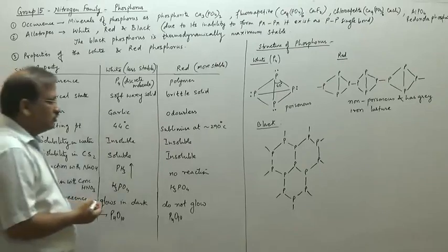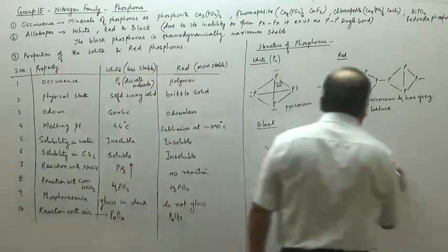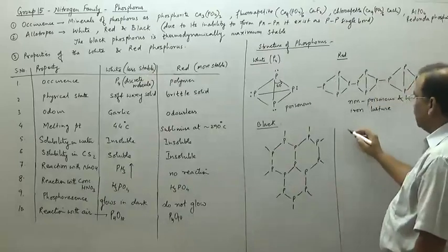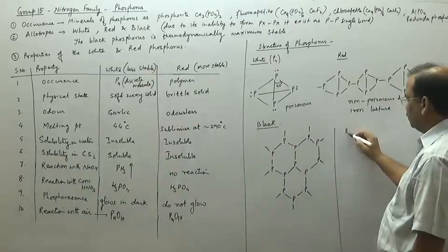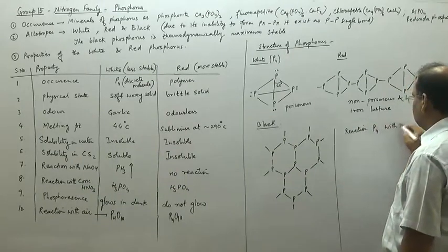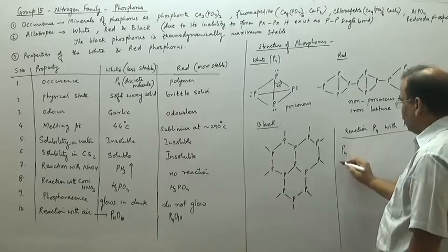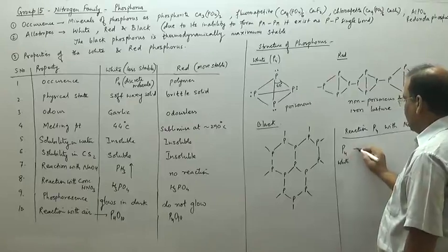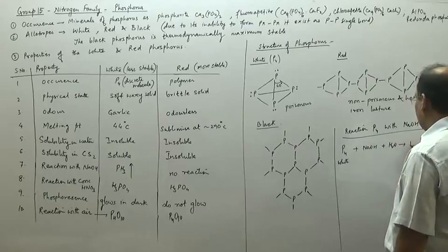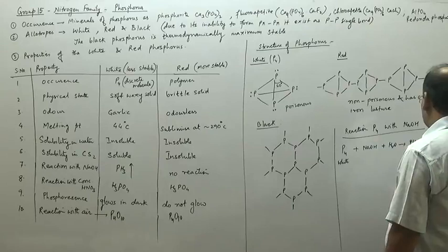And the white phosphorus liberates phosphine by reaction with NaOH. So the reaction of P4 with NaOH will be like this. P4, white phosphorus, reacts with NaOH and water to get converted into PH3 plus NaH2PO2.